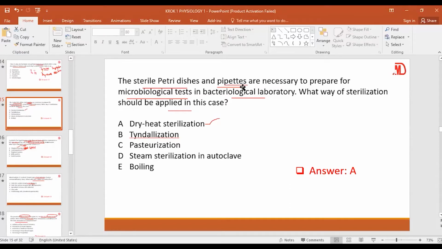And we said for that one, it needs high heat to kill the microorganisms. And if we talk about high heat, then we are referring to what? The dry heat sterilization. Petri dishes and pipette. I don't know, some of you have seen pipette before. Yes, pipette. In school, you normally see them.